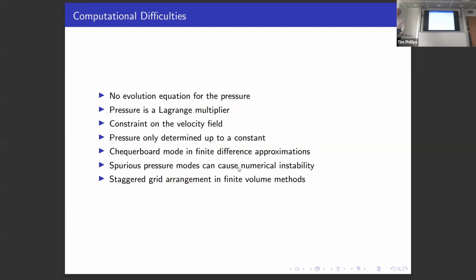The way in which this is circumvented in finite difference or finite volume type methods is to use a staggered mesh, to offset the locations on the grid where the velocity components and the pressure are specified. If you do this, it will avoid this checkerboard mode.